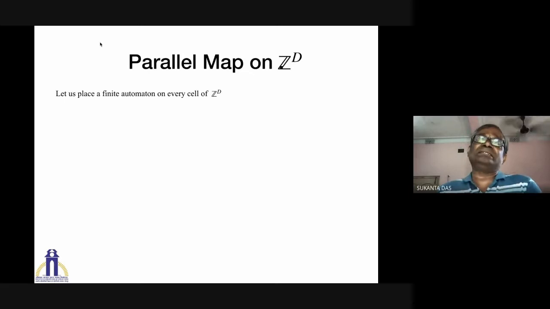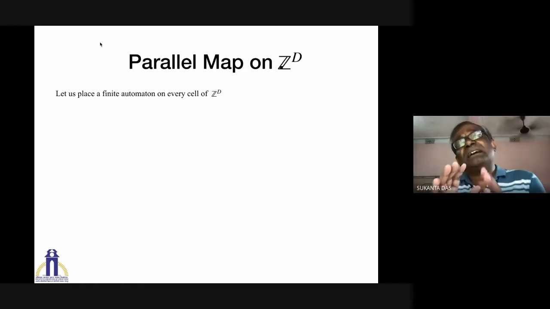Let us now consider this Z to the power d. These are lattices. In our subsequent discussion, by lattice, we shall mean only Z to the power d, or integer lattice. Sometimes they are called the d-dimensional integer lattice. So throughout the course, we shall consider this Z to the power d only.